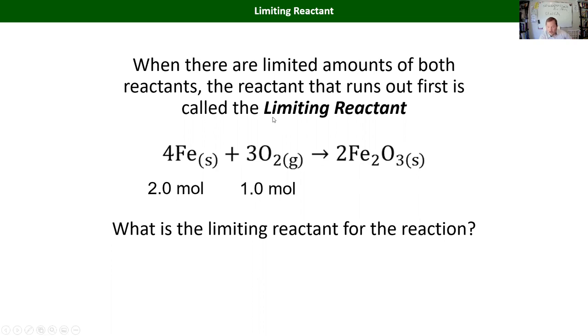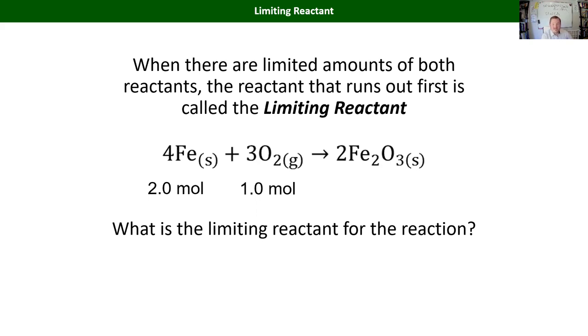Whatever runs out first, we call the limiting reactant, which makes sense, right? Because that's what's controlling how much product you can make. In our car example, the number of chassis was the limiting reactant, because once we ran out of chassis, it doesn't matter that we had another 100 wheels left or 300 wheels left. You still can't make a car once you run out of the limiting reactant.